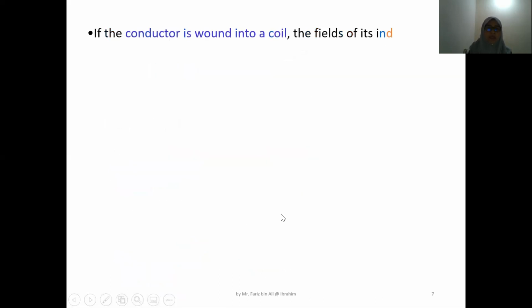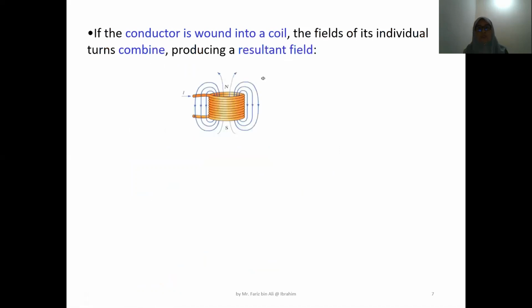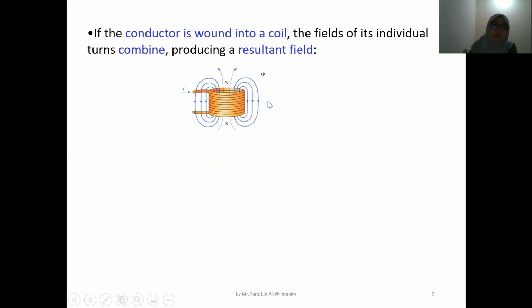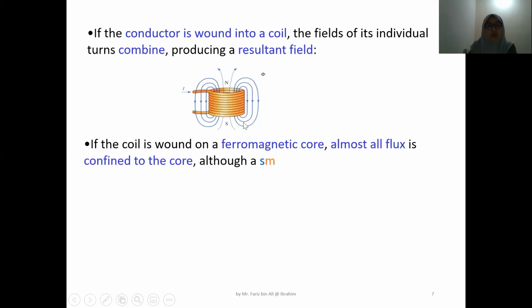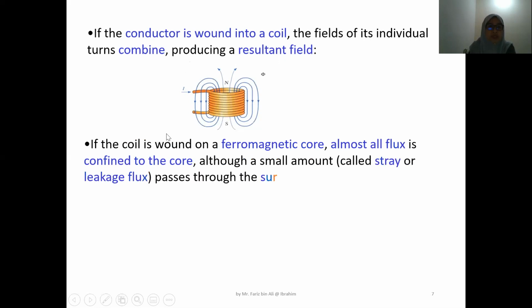If the conductor is wound into a coil, the fields of each individual turn combine, producing a resultant field. So if you have one conductor wound into coils, the fields of its individual turns combine. You have many fluxes building up the resultant field.